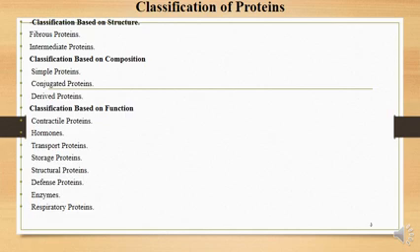Classification of proteins. Classification based on structure, we have fibrous proteins, globular proteins and intermediate proteins. Classification based on composition, we have simple proteins, conjugated proteins, derived proteins. Classification based on function, we have the contractile proteins, the hormones, the transport proteins, storage proteins, structural proteins, defense proteins, enzymes and respiratory proteins.